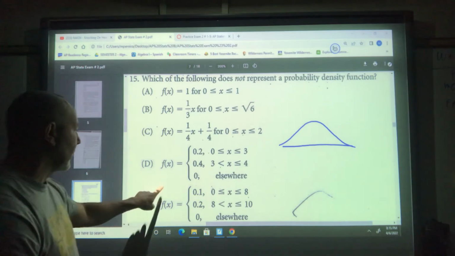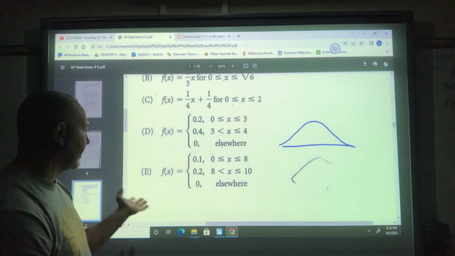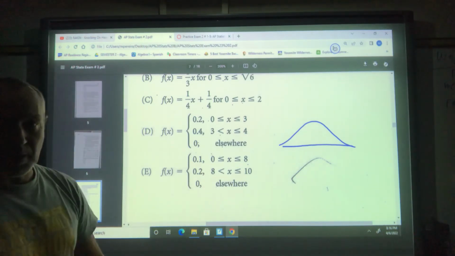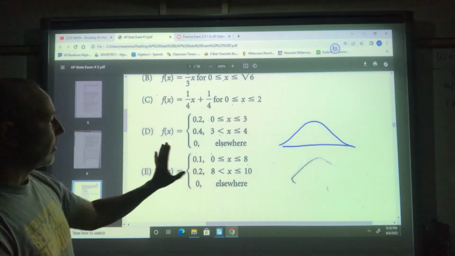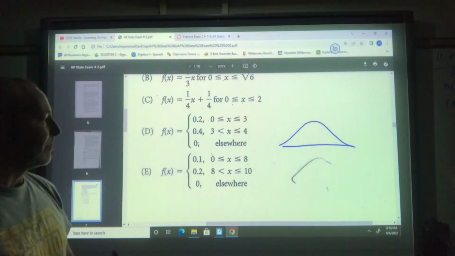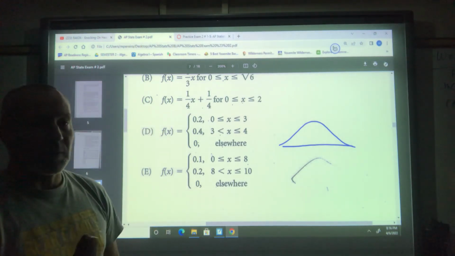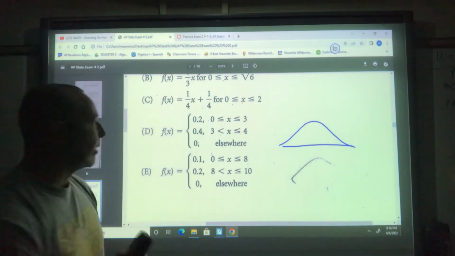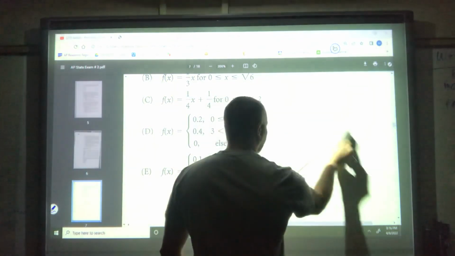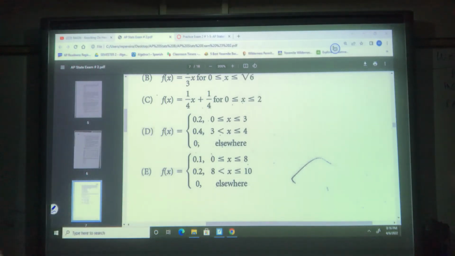Depending where you are in your math, you might understand that this one here is more than 1, so that's the one that could not represent a probability density function. If you don't, don't worry about that. Those are odd choices, something from our book, but not normal. But if you see one where the probability is greater than 1, that obviously can't be the case, and that would be the correct choice for deciding which one would not be a probability density function.